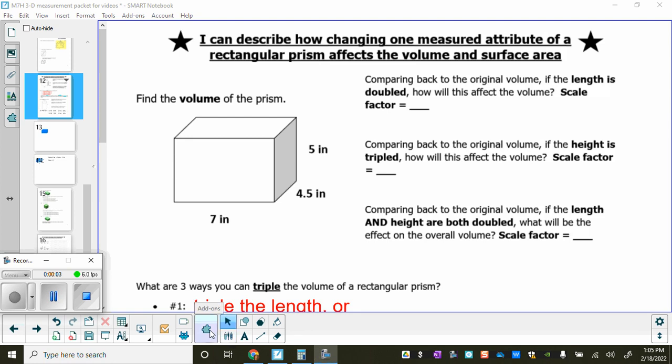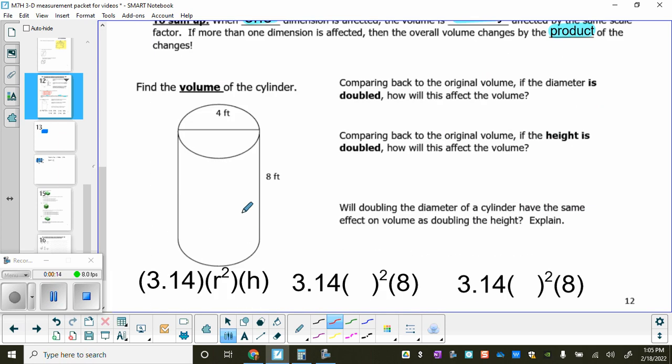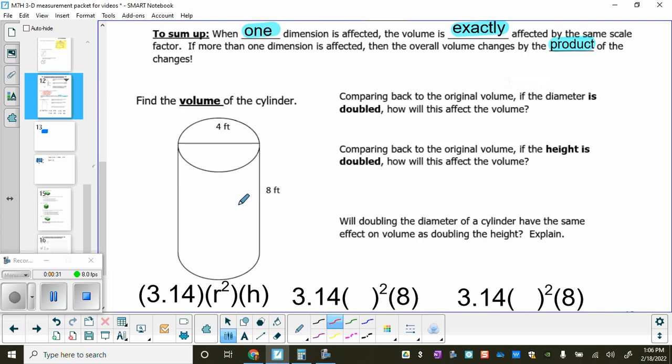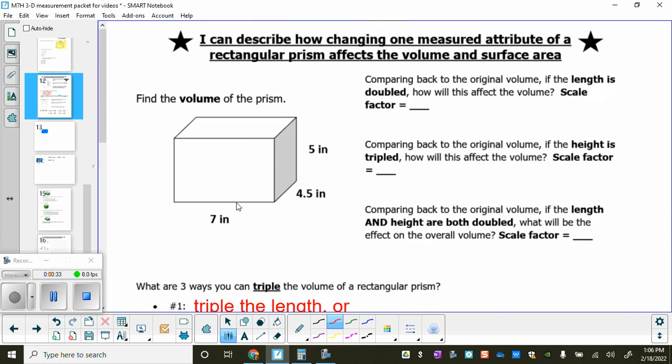All right, hey team. So in this video, what we're going to be looking at is more of our 3D shapes. And we're actually going to be changing one of the dimensions or attributes of the prism, or eventually down here, the cylinder. And so that's what you see in the title for today, that we can describe how changing one of these measured attributes, so again, the length, the width, or the height, and we're going to see how that would affect then the volume and the surface area of the prism, or down here again to the cylinder, okay? So let's just get started here.